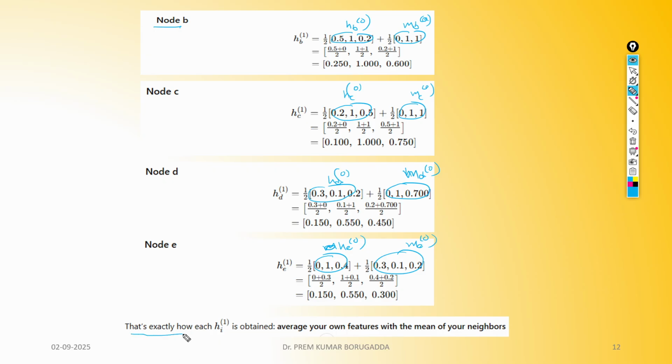So that's exactly how each Hi of 1 is obtained, which means the average of your own features with the mean of your neighbors. So this is the mean of the neighbors, and this is the average of the own features. So own features data plus neighbors' information are both updating in each node.